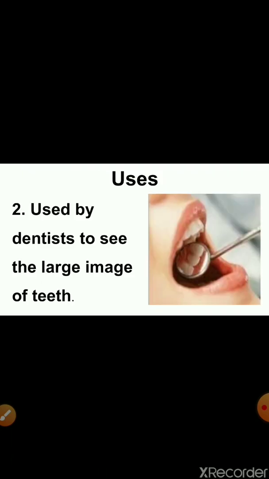Second use, when you go to meet any dentist, you have seen dentists are using mirrors which are concave mirrors, and when they look with the help of this concave mirror, the image of your teeth will appear highly magnified. So they will be able to see what type of difficulties your teeth are having, then they can see it easily. So the second use is, concave mirror is used by dentists to see the large image of your teeth.